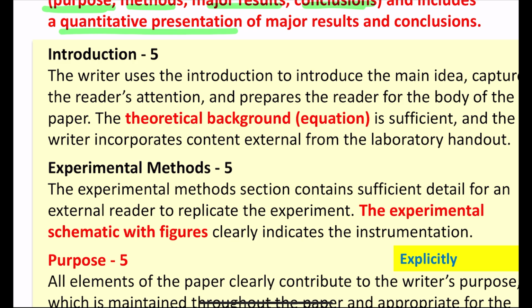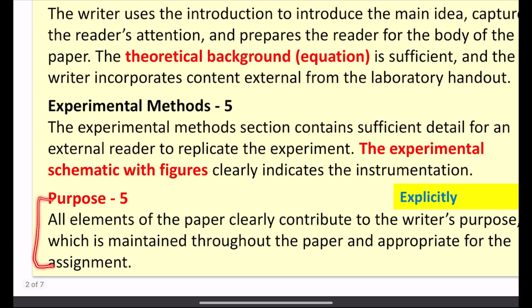You may want to start your introduction by using a purpose sentence. So when you're starting an introduction part, just use this sentence as your first sentence: The goal of this lab was to do blah, blah, blah.